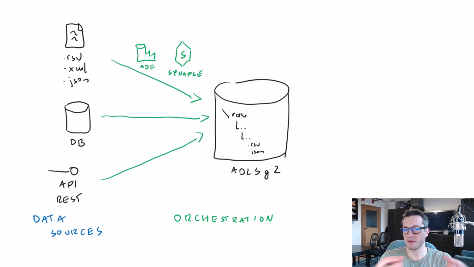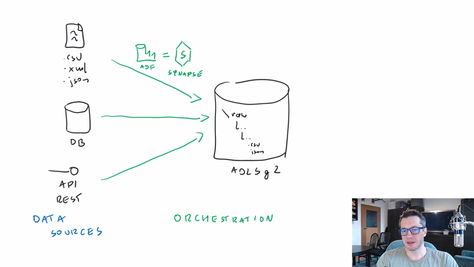Synapse is this unified tool that combines various capabilities under a single umbrella, under a single UI. And one of those capabilities is pipelines, which basically is the same as Data Factory. So if you don't want to use Data Factory, fine, use Synapse. Both would work just fine.